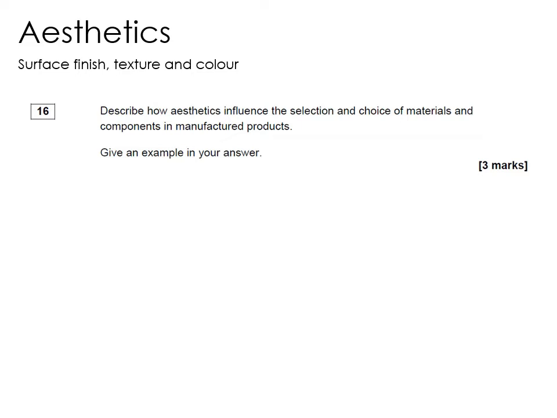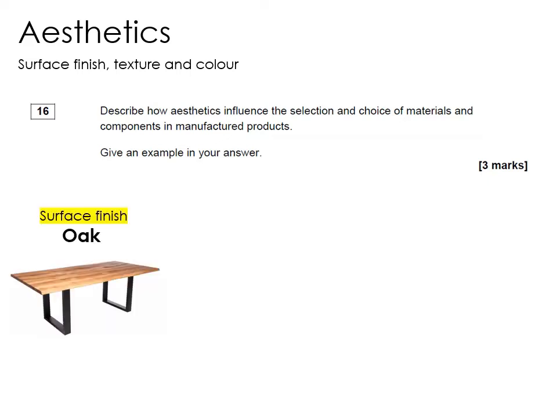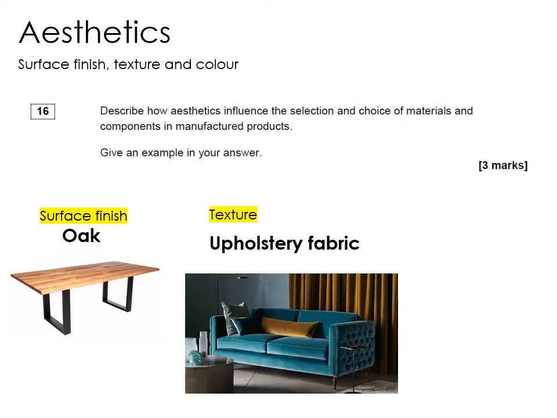So what could you talk about here? Why, for certain products, are the aesthetics important? First one you could talk about is the use of oak in something like a kitchen table. Oak is chosen because you can achieve a very high quality, very attractive surface finish that shows the natural grain. So that could be one reason that you choose something like oak.